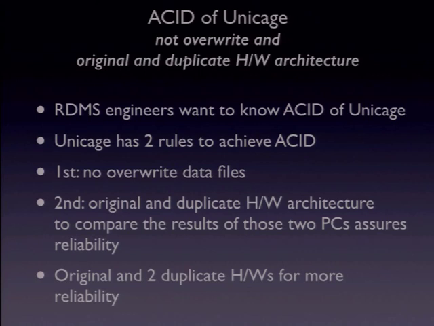Unicage uses two PCs, two servers, two hardware units as one node. Prepare two PCs, two servers, and set up the same environment. Compare the results of these two PCs' output, so that assures the reliability. So the original and duplicate hardware architecture can achieve a hot standby system. And if you want higher reliability, an original and two duplicated hardware architecture will help you. Next.